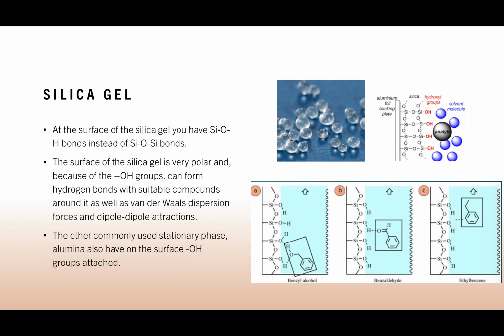So what's happening here is that we're going to have, let's say, something very polar like benzyl alcohol that will move much slower. Benzaldehyde is going to be polar, but it's going to move a little bit faster than benzyl alcohol because it's not as polar. And something like ethyl benzene will move swiftly through silica gel because it's not attracted to the stationary phase at all. So substances will have longer retention times if they're more attracted to the stationary phase because they will take a longer time to move through.